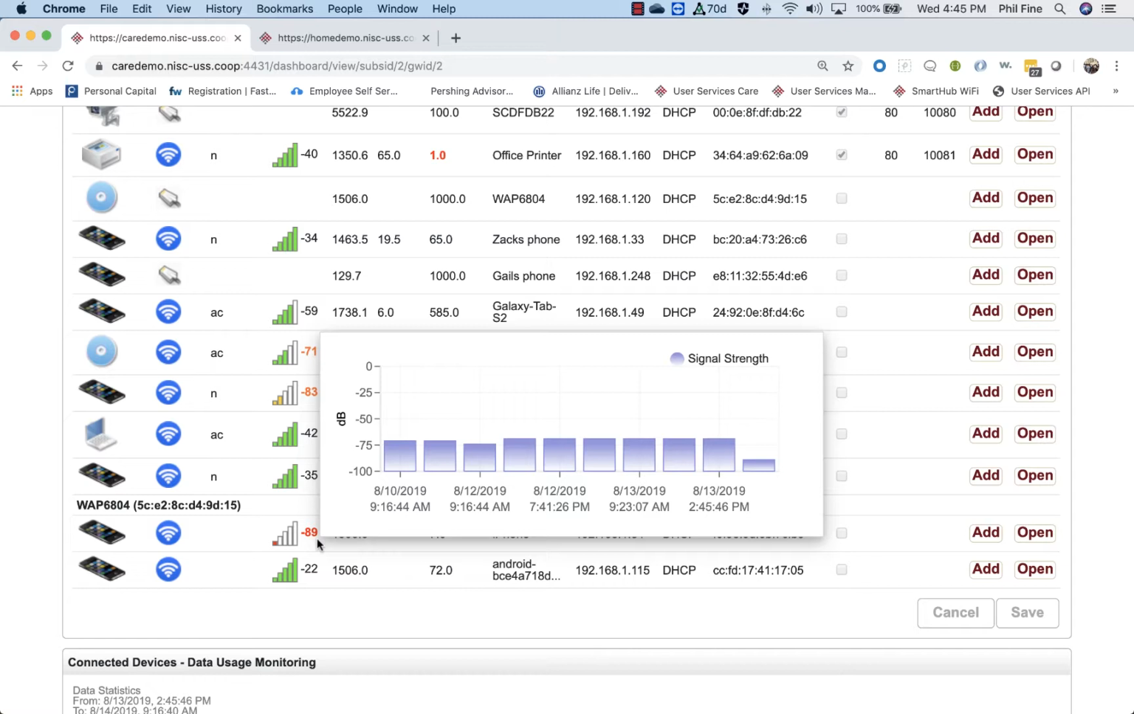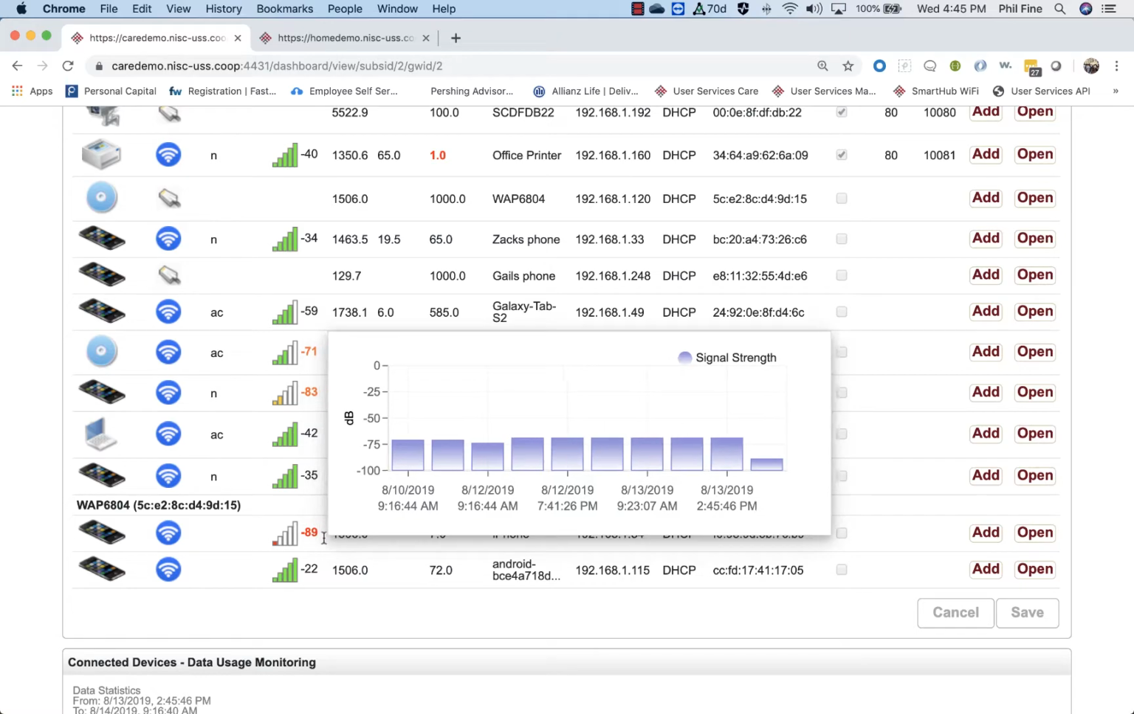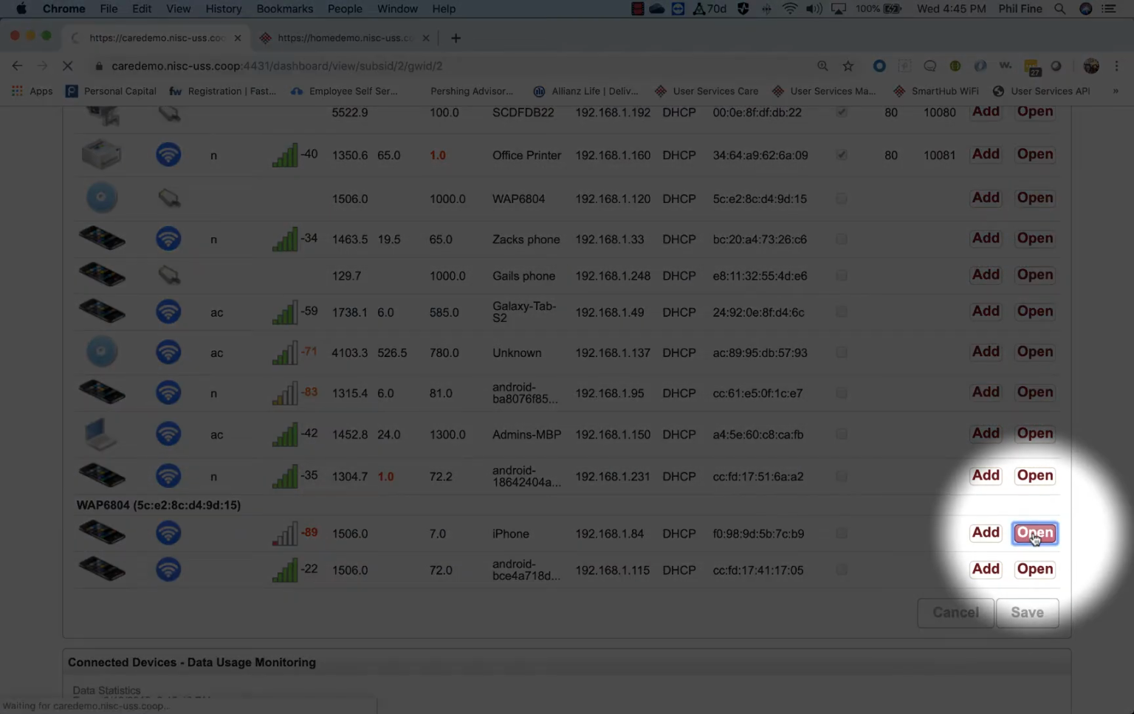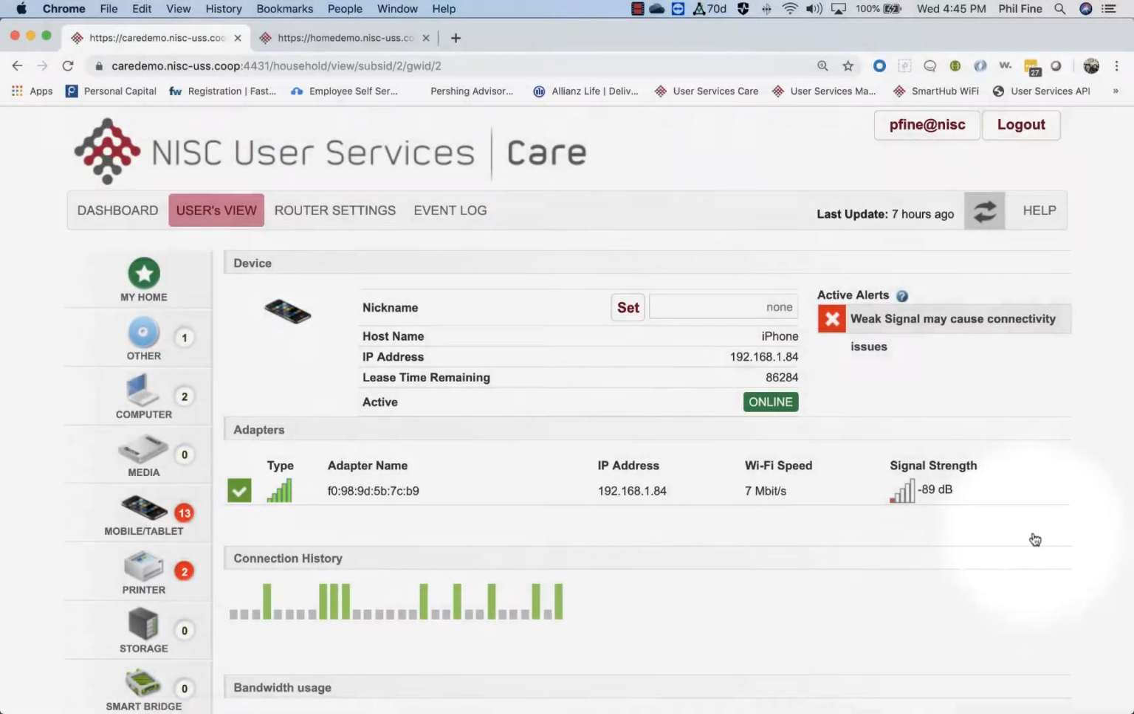If the user wants more details about the connected device, they merely click the open button and are taken to details about the device, including configuration, performance, and alarm data for the troubled device. The carrier can use this data to mitigate the problem if it can be mitigated by moving the device closer to the access point or removing interferers between the connected device and the access point.